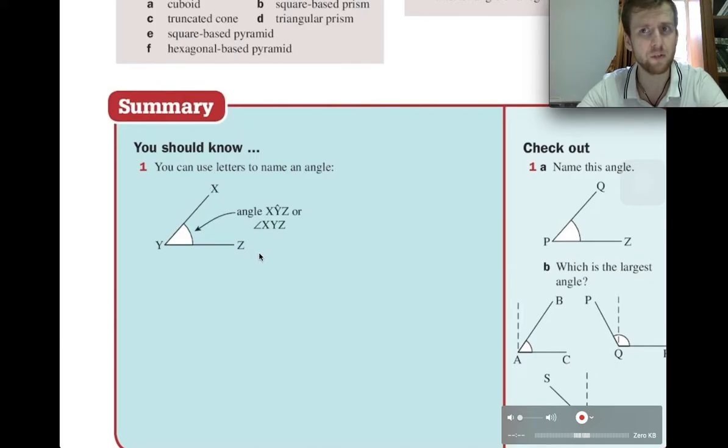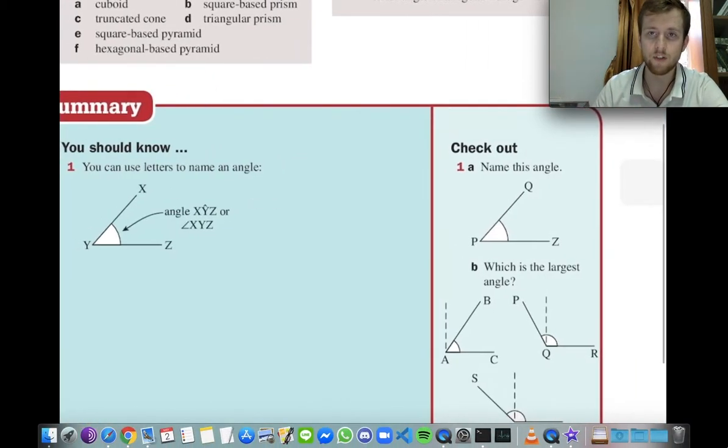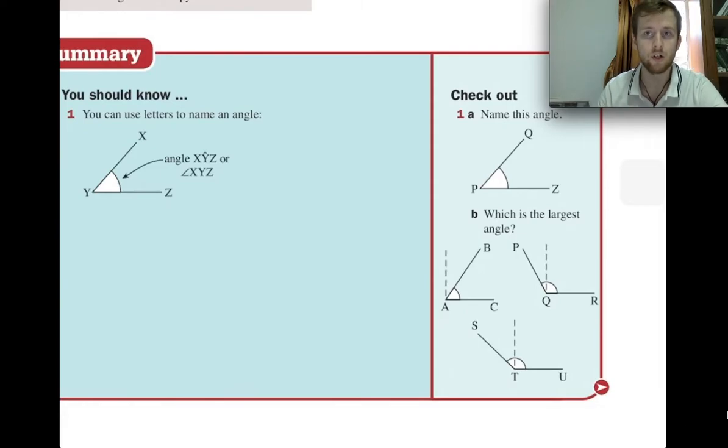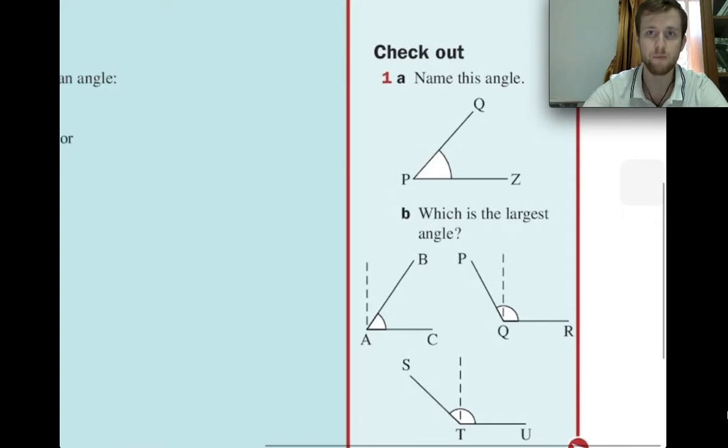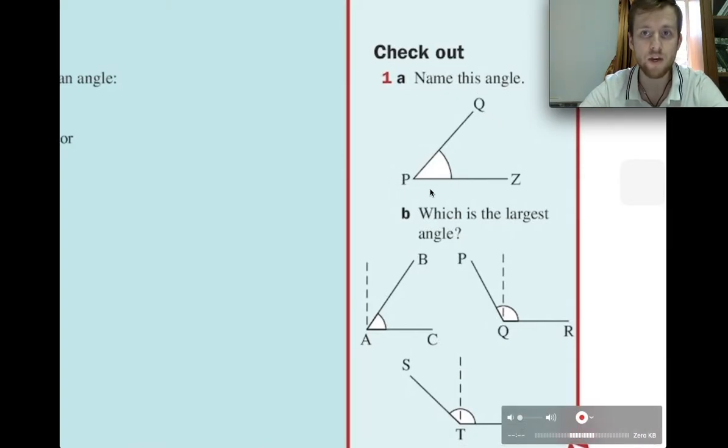Another name for this angle could actually be ZXY, depending on how you look at it. And what they give us is a couple of examples in here. Name this angle, right? So this is obviously a QPZ if we go from the top.